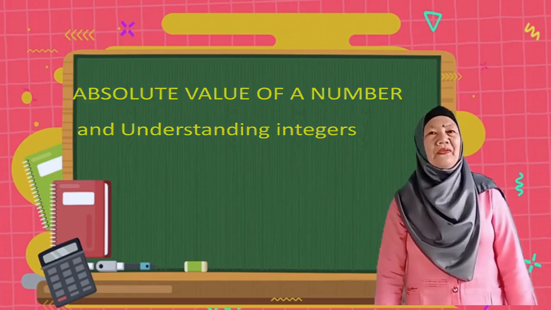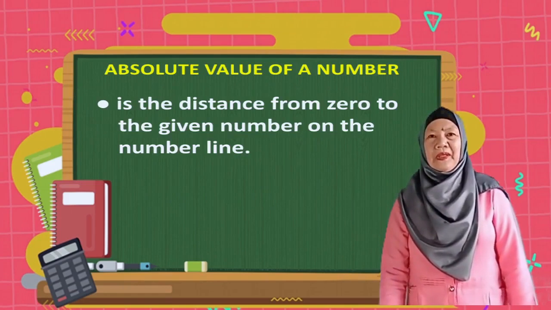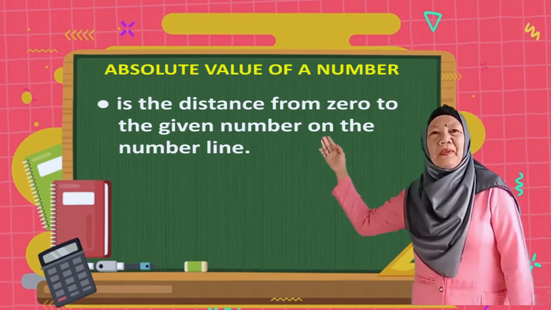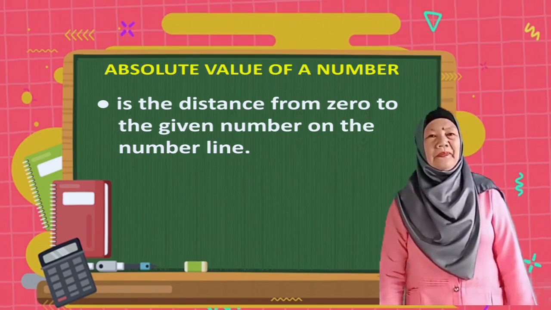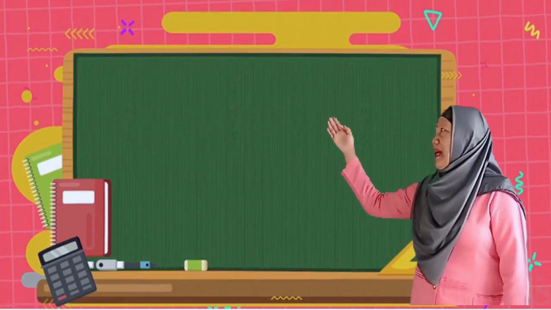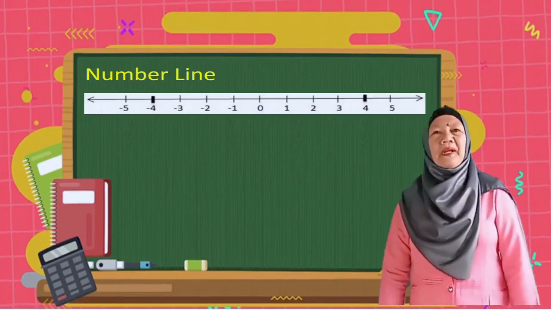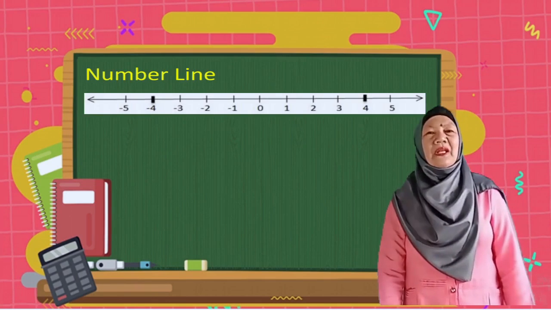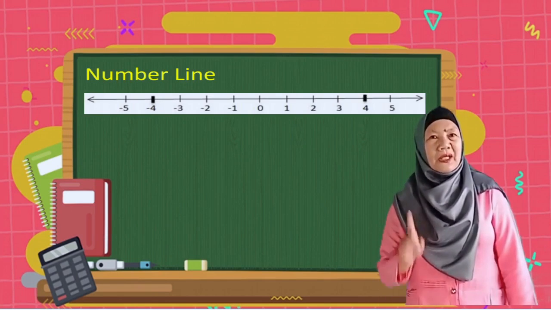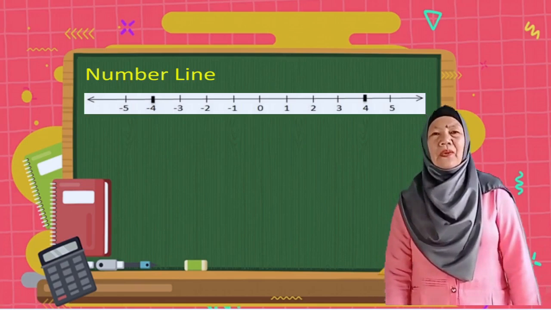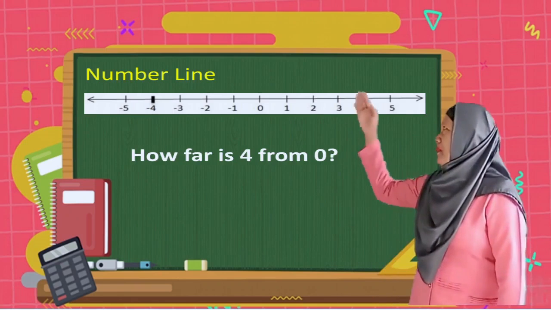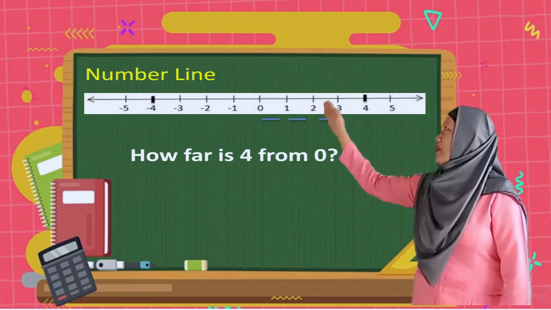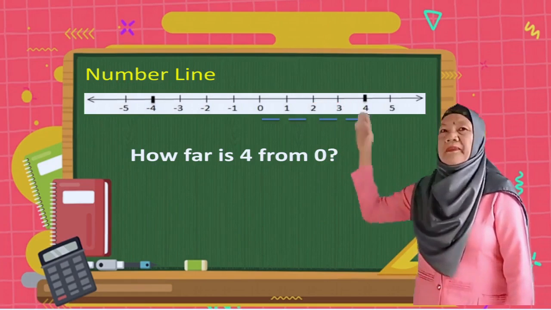What is the absolute value of a number? It is the distance from 0 to the given number on the number line. Look at the number line. Remember that the distance between any 2 consecutive integers is 1 unit. Now, how far is 4 from 0? Let's count. 1, 2, 3, 4.